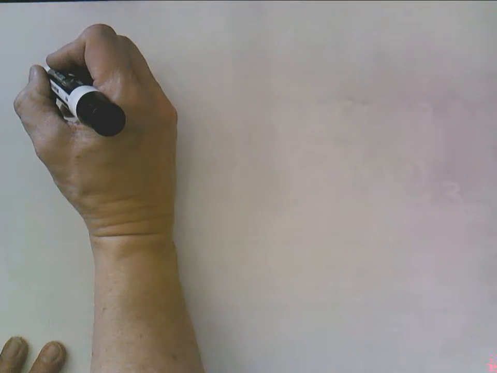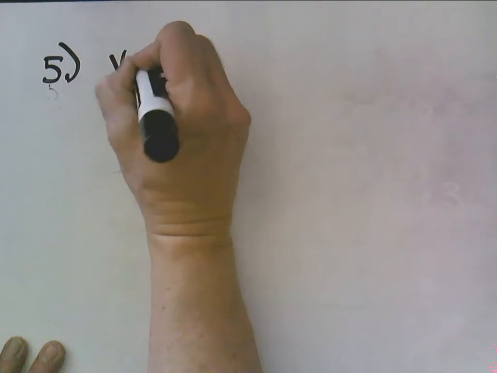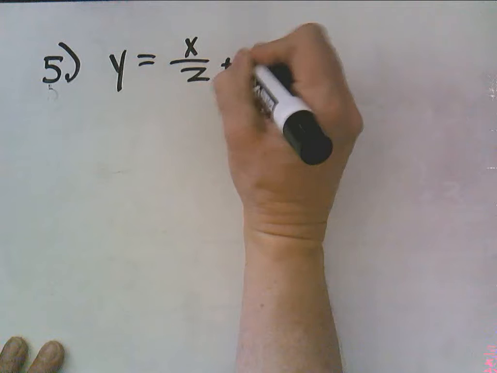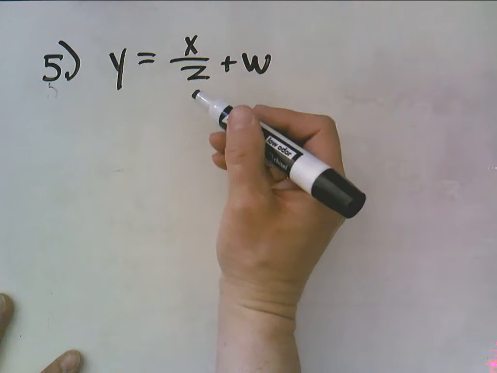Now, the next one says solve for x. So if y equals x over z plus w, and I have to solve for x, well, the first thing I notice is there is a fraction. And whenever there's a fraction, I ask you to get rid of it. And we get rid of a fraction by multiplying by the common denominator. So in this case, the common denominator is z.